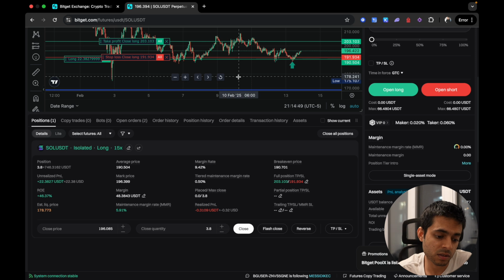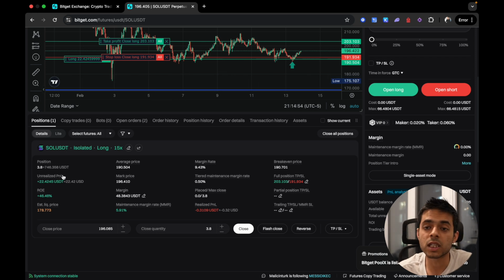So you can see my position size is 3.8, like 746 USDT worth. So the leverage has been provided to me by the exchange, which they're charging me money for, like 31 cents till now, which is nothing. So keep your leverage low for now.